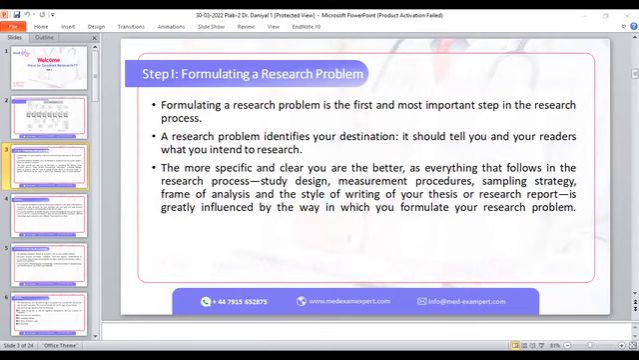Is the cat making everyone happy? Is the cat making everyone sad? Is the cat sad? Is the cat happy? Just little questions. So the first part is formulating a research problem. How do you formulate a research problem? What it does, so you find a topic.